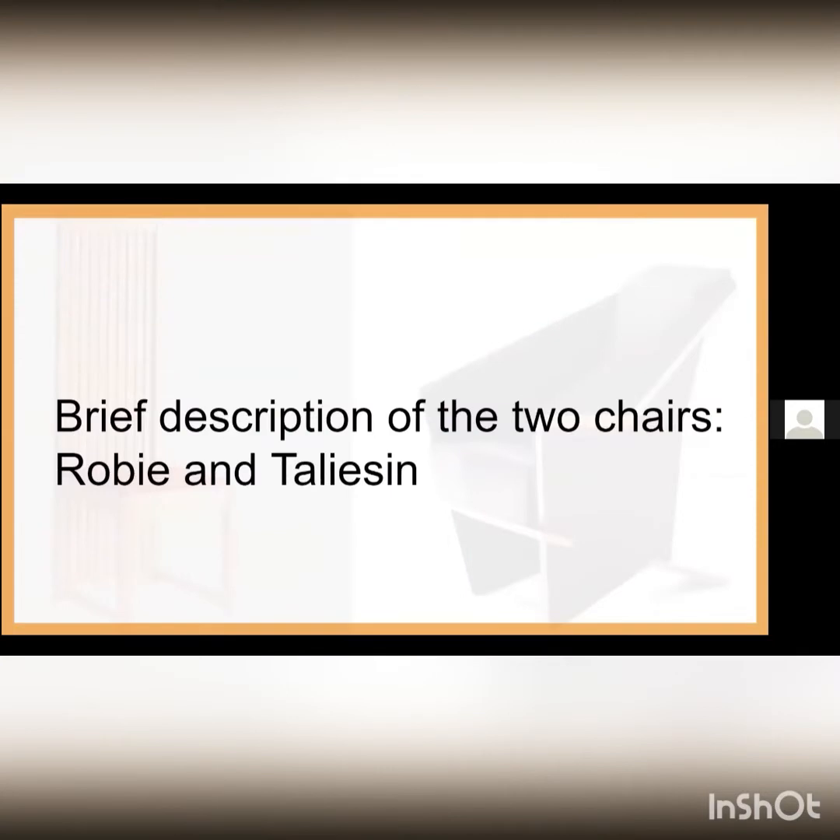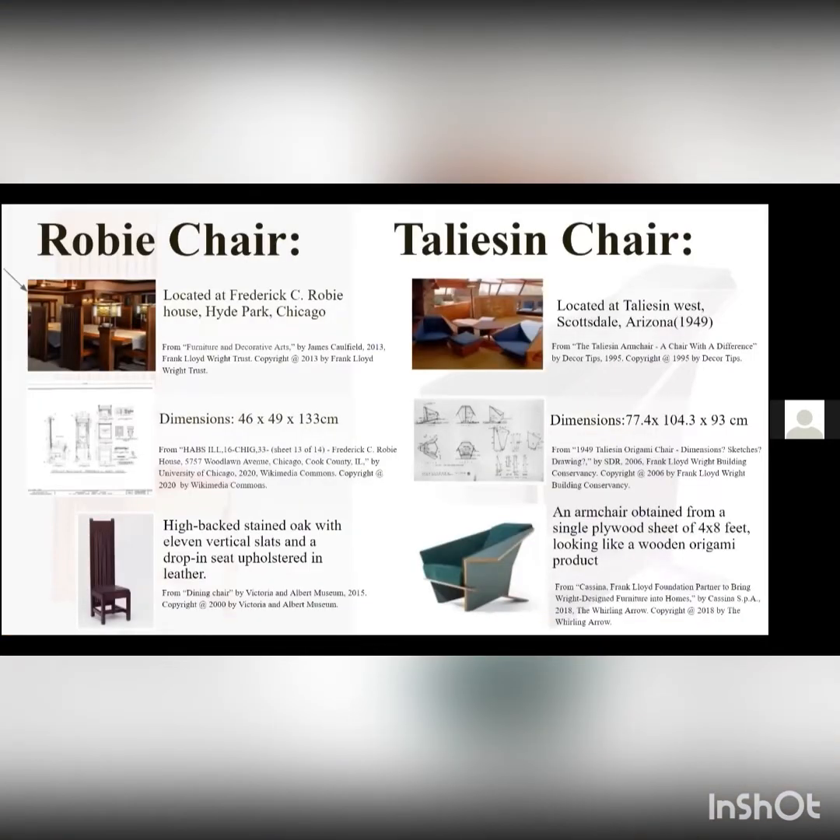The principles mentioned in the previous slide were also applicable on the two chairs we are going to talk about today. That is the Robbie chair and the Taliesin chair. F.L. Wright designed the Robbie chair for the dining area of the Frederick C. Robbie house. It is a high back chair with vertical slats in the back and a leather seat. The simplicity and solidity of this chair's forms are typical of the furniture in the arts and crafts style.